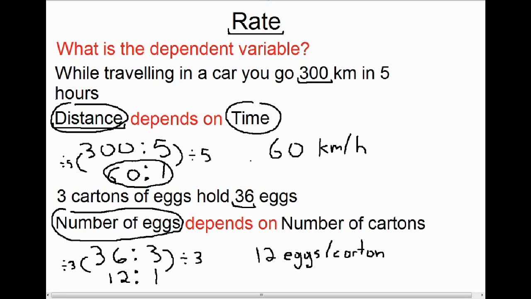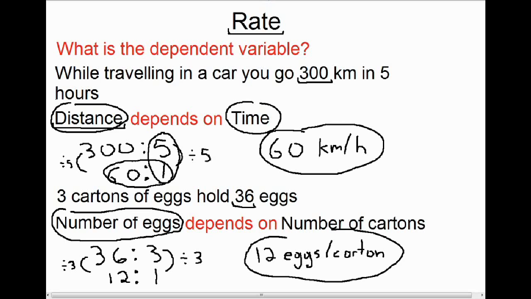For a rate, we always have to change that second value to 1, usually by dividing. And when we do that, we have our rate. For the first example, our rate was 60 kilometers for every 1 hour. For the second example, it was 12 eggs for every 1 carton.